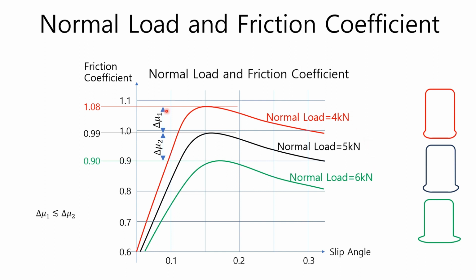For example, as shown in the figure, delta mu 1 is the decrease in friction coefficient when the normal load increases by 1 kN from 4 kN to 5 kN. Meanwhile, delta mu 2 is the decrease in friction coefficient when the normal load increases by 1 kN from 5 kN to 6 kN. Here, delta mu 2 is slightly larger than delta mu 1, but has almost the same value. Thus, it can be seen that as the normal load increases by a constant rate, the corresponding coefficient of friction decreases by a slightly larger, but approximately the same rate.